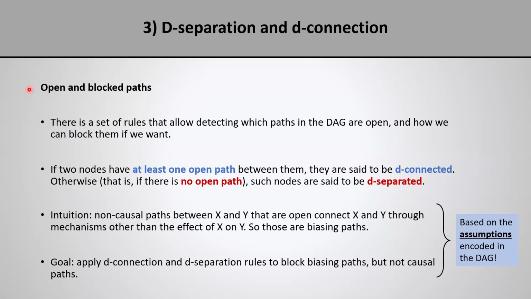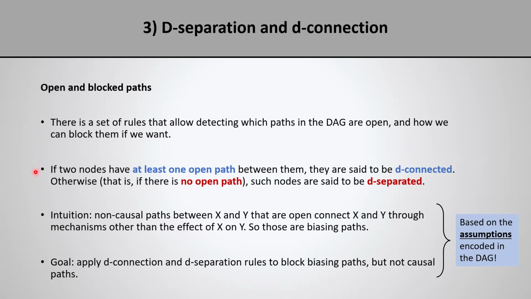We ended our last video talking about open paths. So now I want to describe when a path is open, when a path is not open or blocked, and what does all that even mean. As we are going to learn in this video, there is a set of rules that allow us to detect which paths in a DAG are open and how we can block them if we want to. And I know I am yet to explain what an open path is. I'm going to do that over the next slides.